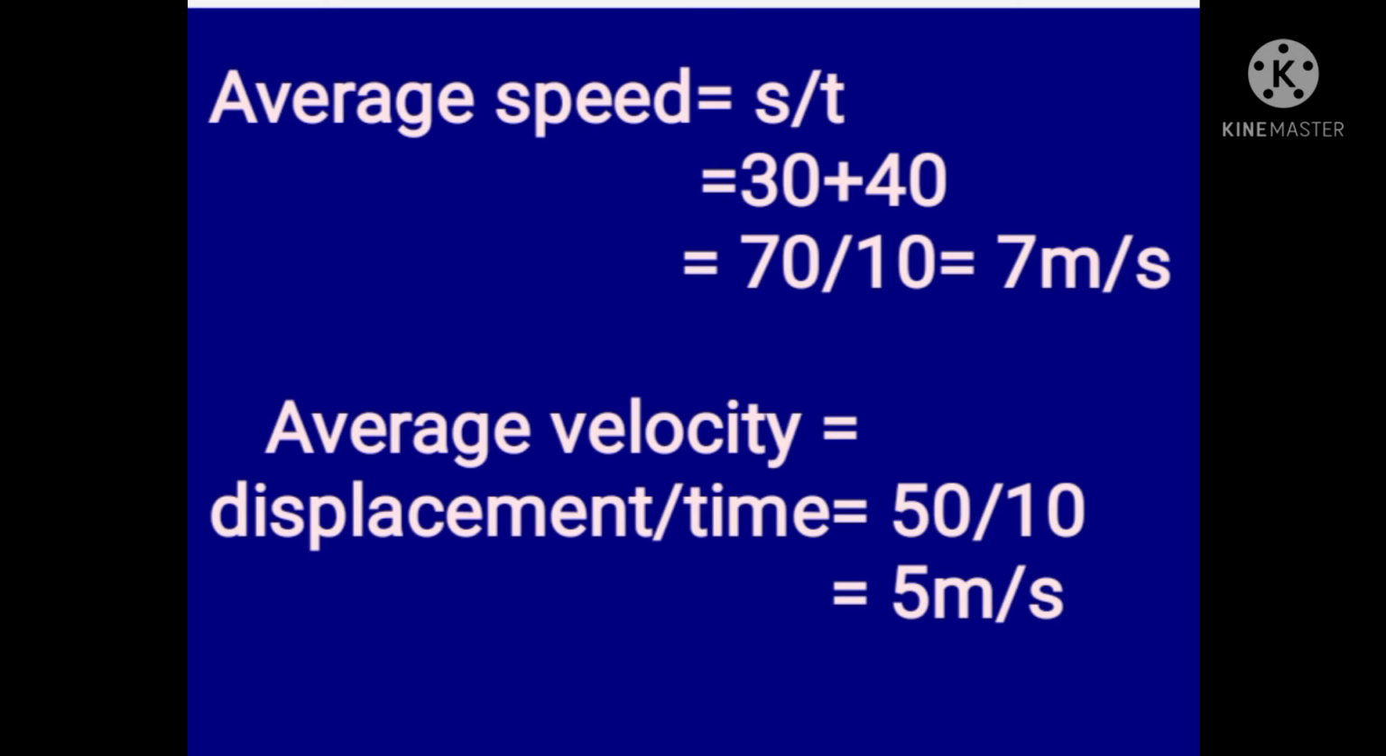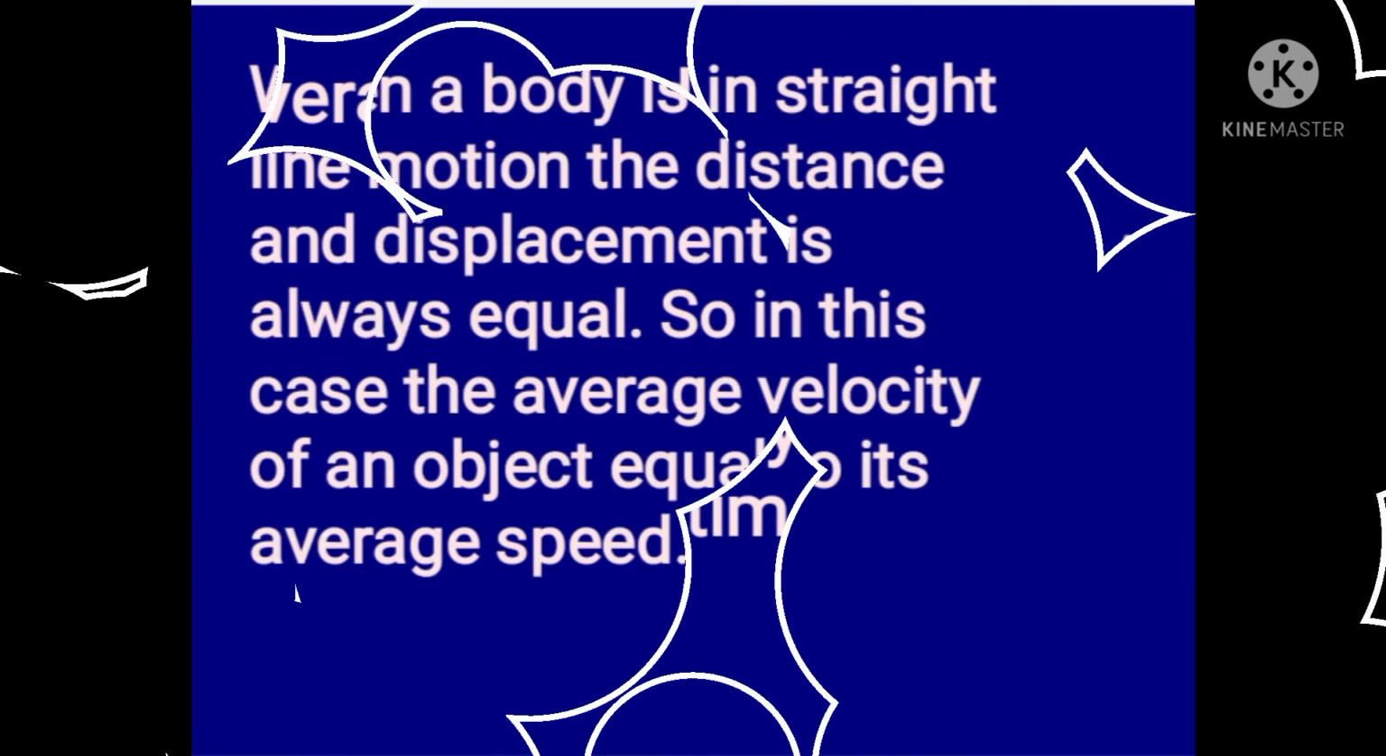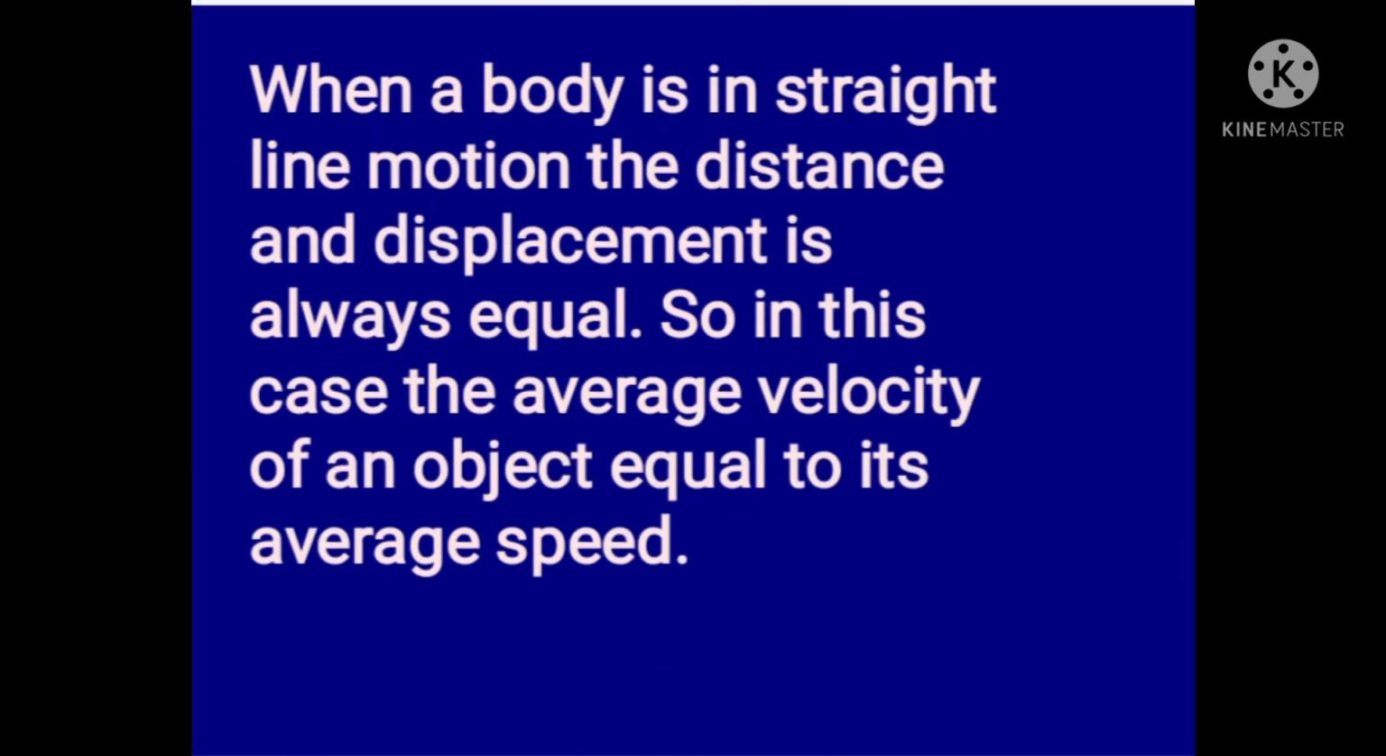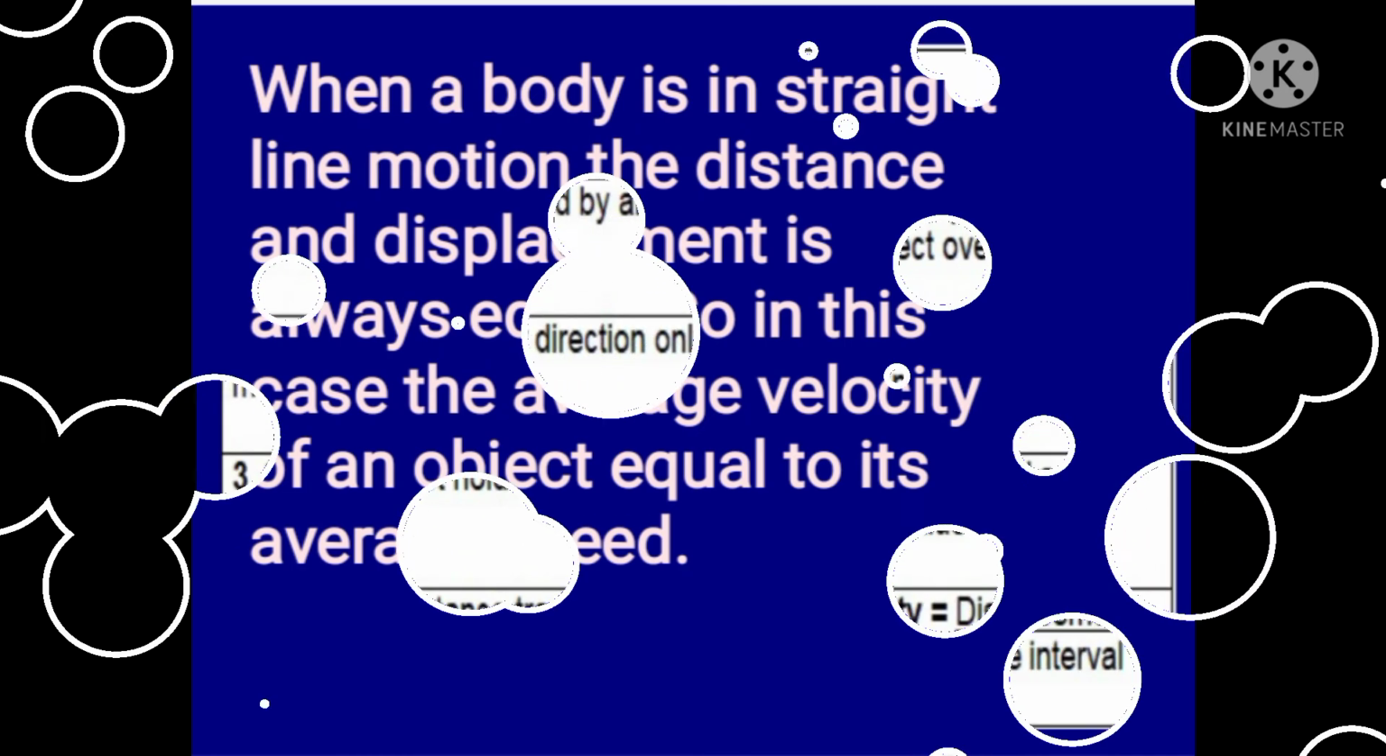So we can calculate the average velocity, which is equal to displacement by time. Here displacement is equal to 50 meter. So 50 by the time, which is the same, 10. So which is equal to 5 meter per second. Consider a body in straight line motion. In this case, the distance and displacement are always equal. That means in a straight line motion, the average speed and average velocity are always equal.